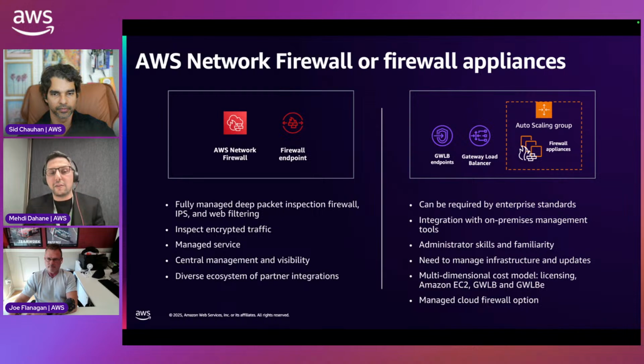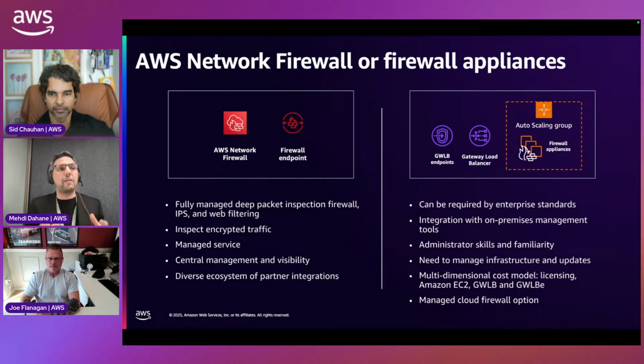Then you've got central management, obviously, and we have a whole ecosystem of partners that we're going to see on the next slide. On the other hand, on the right side, we've got Gateway Load Balancer with our partner firewall appliances. The reason we see customers selecting that route is usually because sometimes it's required by the enterprise standard, right?